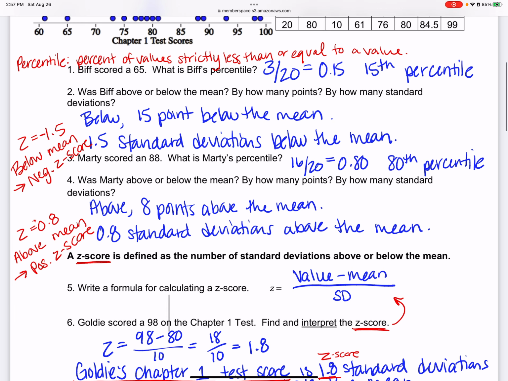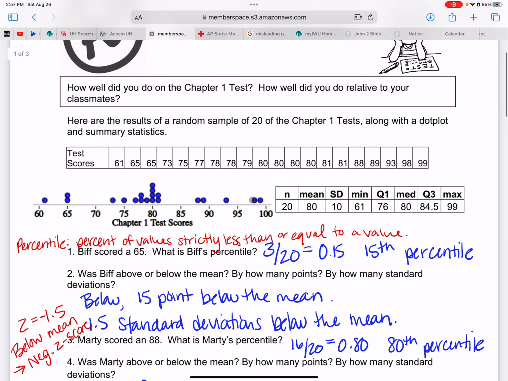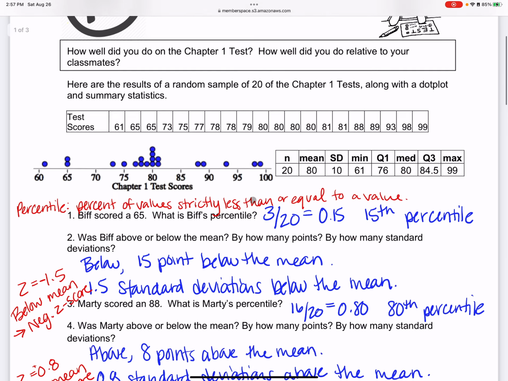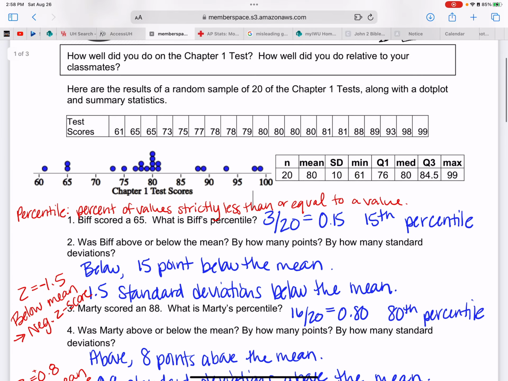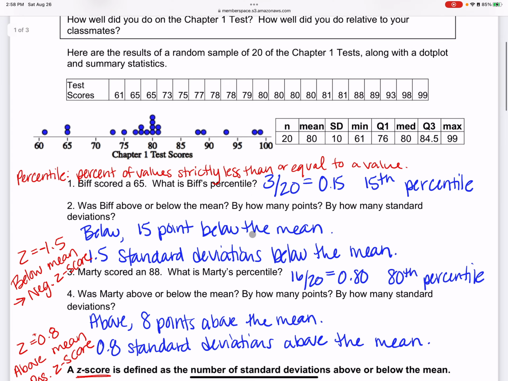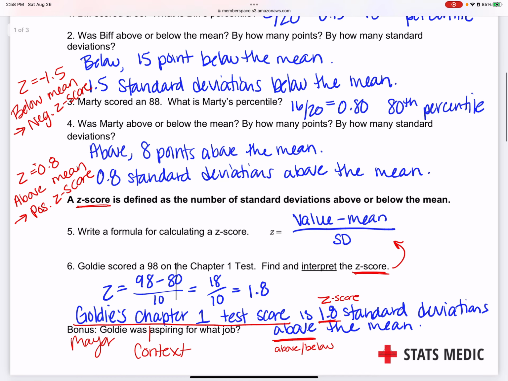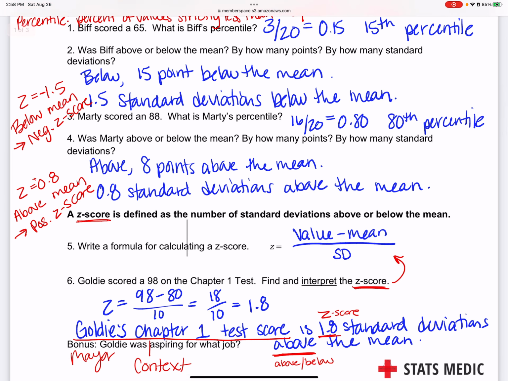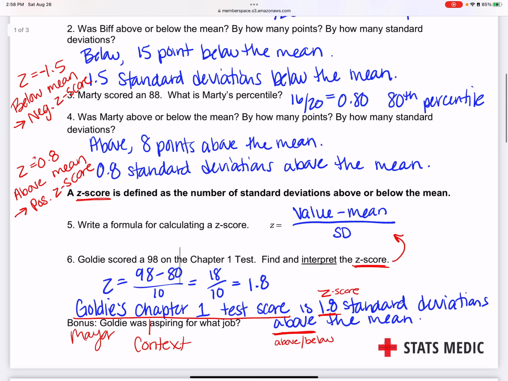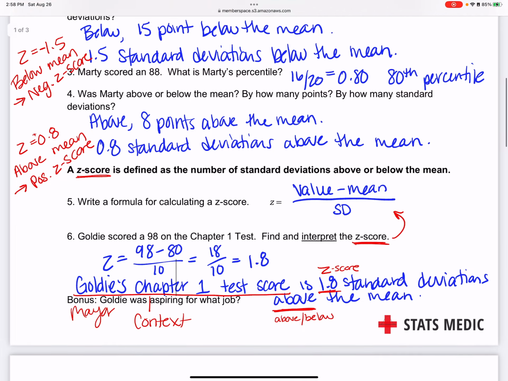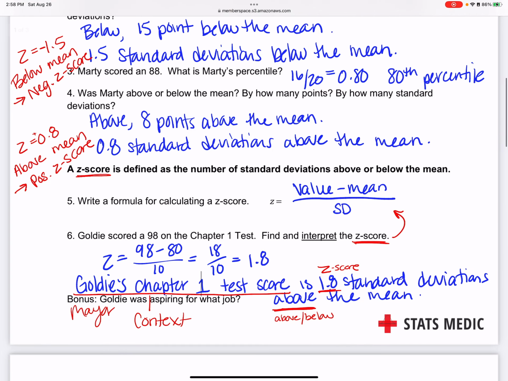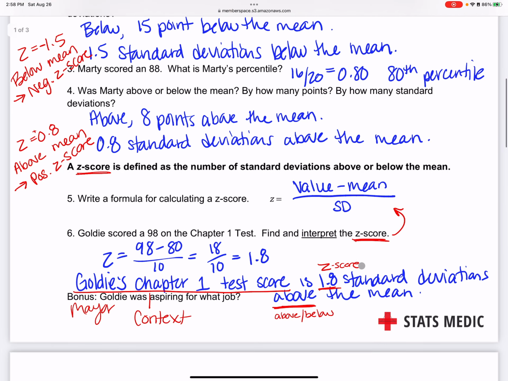What about 98? Let's see what that would be. 98 is this one right here. That was where she found that she is at or above 18 points above the mean. So 98 minus 80, divided by 10, gives her 1.8. So she is 1.8 standard deviations above the mean.